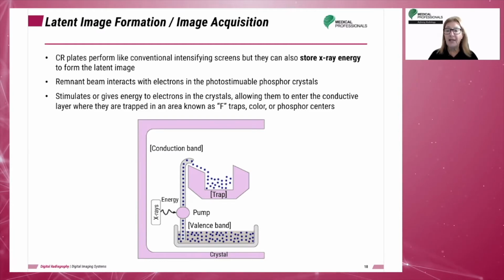Some of these higher energy electrons spontaneously return to their resting energy state by emitting energy in the form of light. Europium in the phosphor is responsible for capturing the electrons and causing them to be stored in the F centers or traps. The electrons that are not captured migrate back to the valence band.